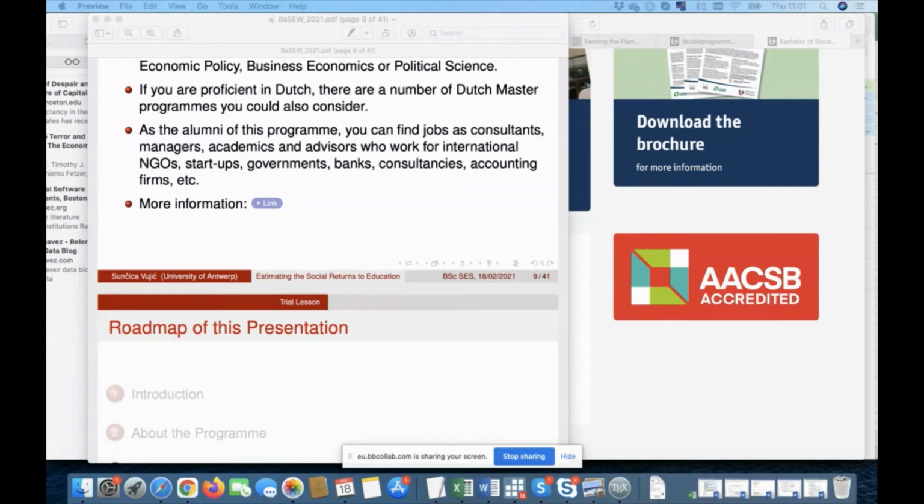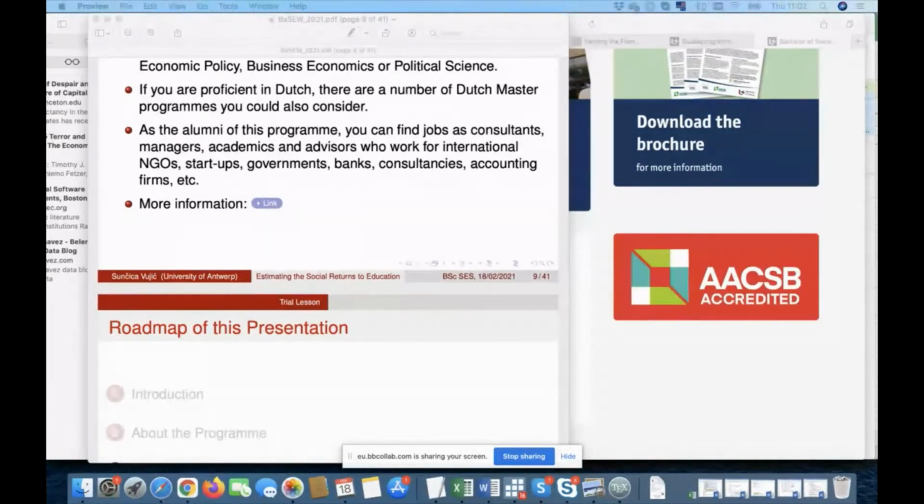Is this sociology major more focused on statistics than the Dutch version, or just sociology? I don't know what you mean, but as I said, the Dutch bachelor and the English bachelor are very similar. In my trial lesson, I will give you an example of something that I teach within the course Introduction to Econometrics. And this course is compulsory in both the Dutch and the English version. So there's no difference between the two programs.